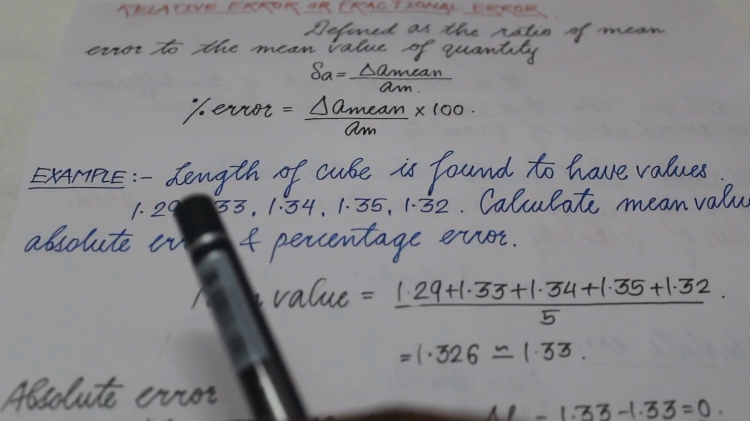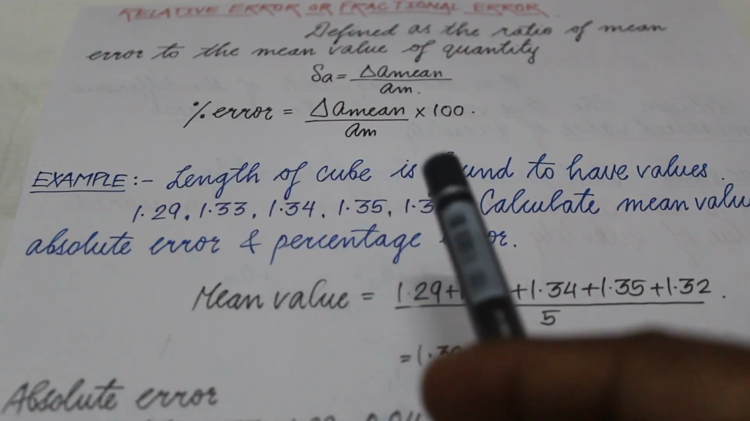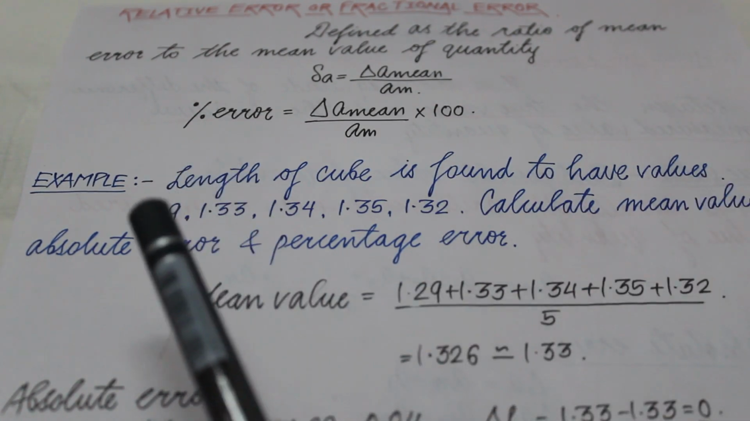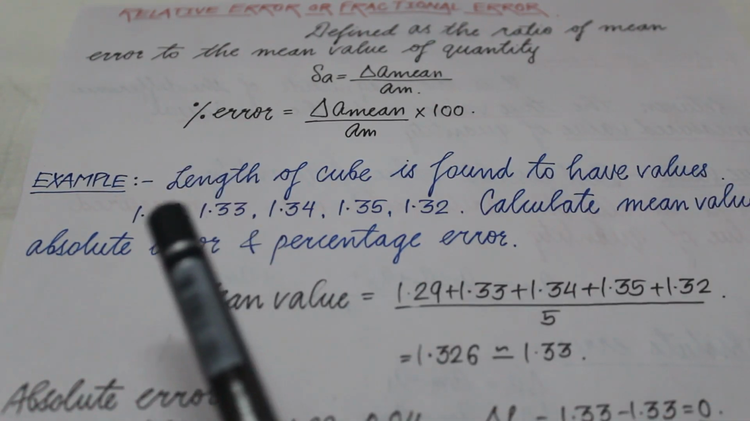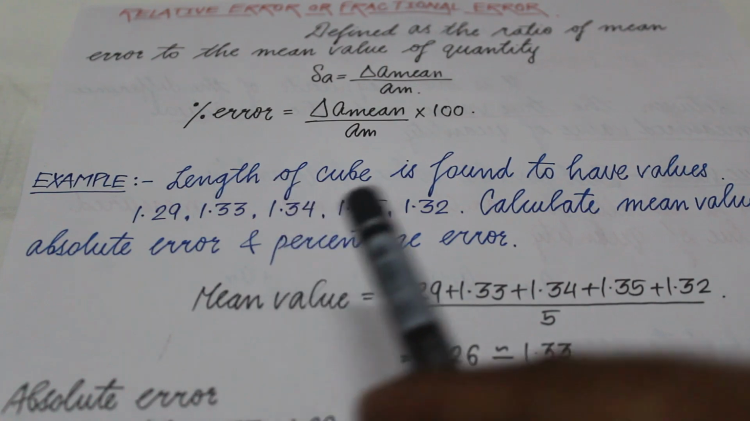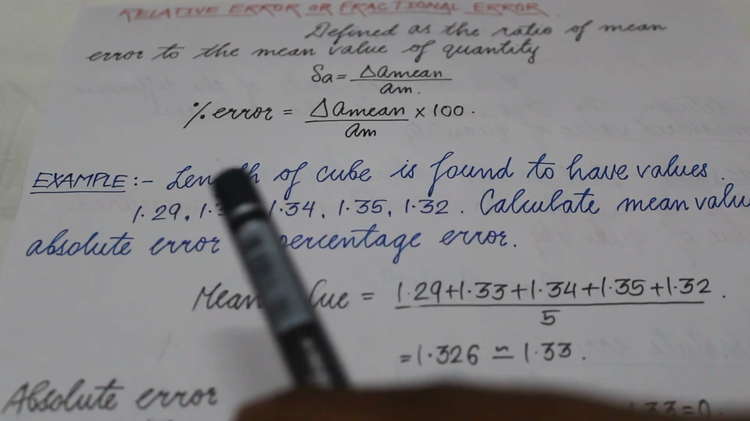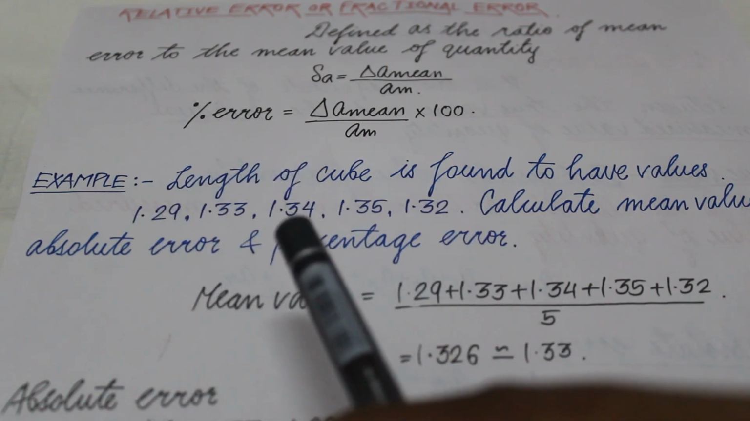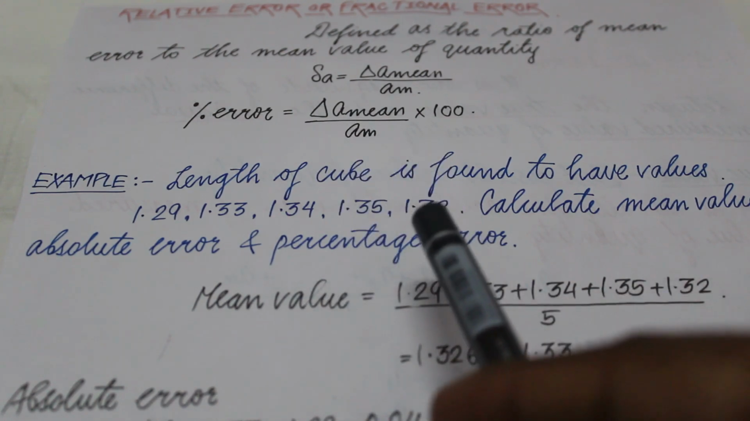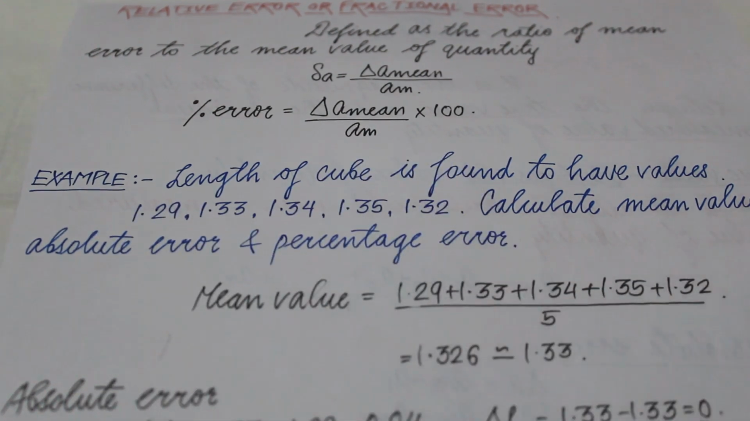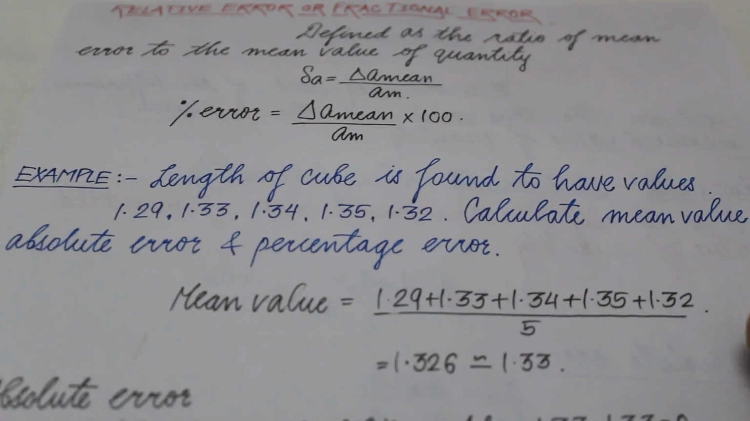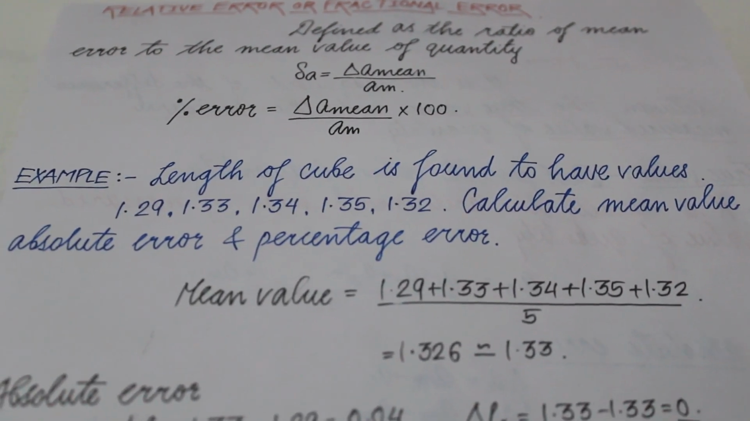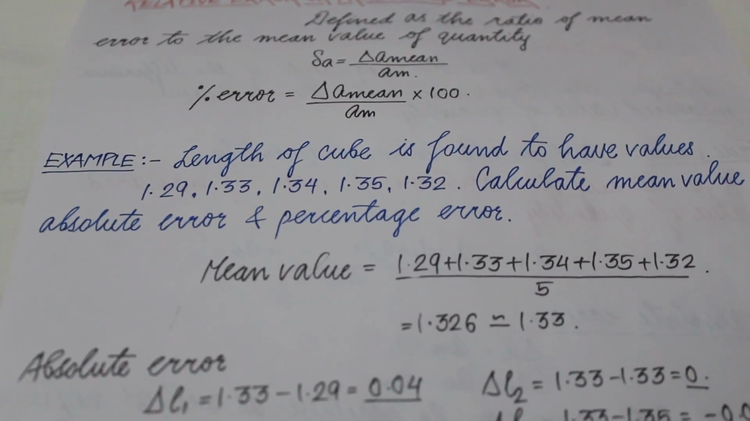Let's say for example, the question is length of cube is found out to have values. A person measured the length of a cube and he got these 5 values. The first is 1.29, second is 1.33, 1.34, 1.35, 1.32. So these are the 5 values which he measured as the length of the cube. Now we need to find out the mean value, absolute error and the percentage error.